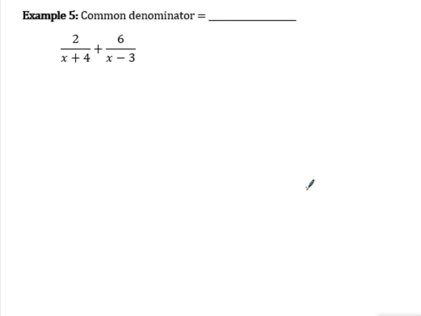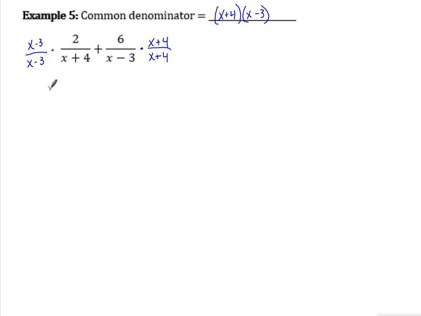Okay, so I'm going to skip ahead to example 5 because example 4 is very similar to 3, so you can try that one on your own. Here there's nothing that can be factored, and so my common denominator is just going to be to multiply them by each other. So this fraction is going to get multiplied by x minus 3 on the top and bottom, and this one is going to get multiplied by x plus 4, on the top and bottom.